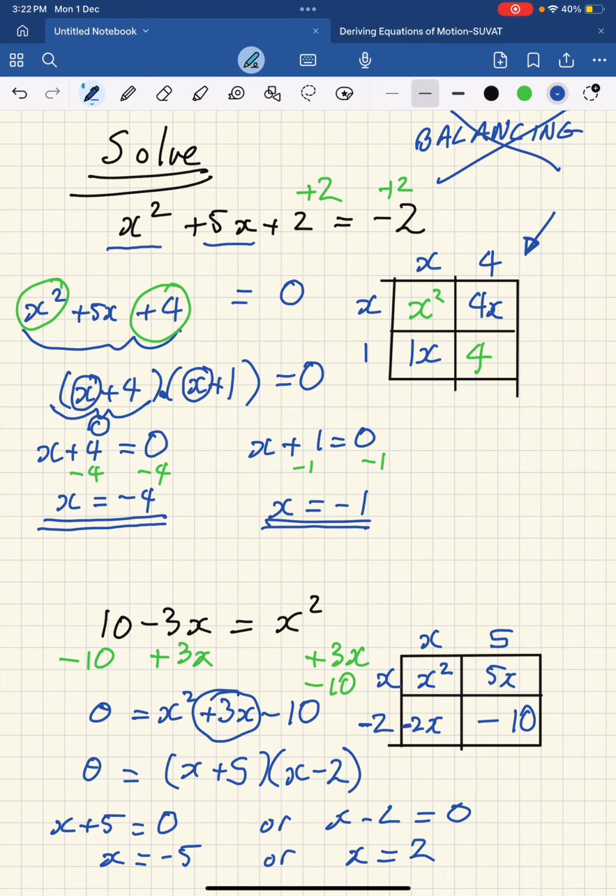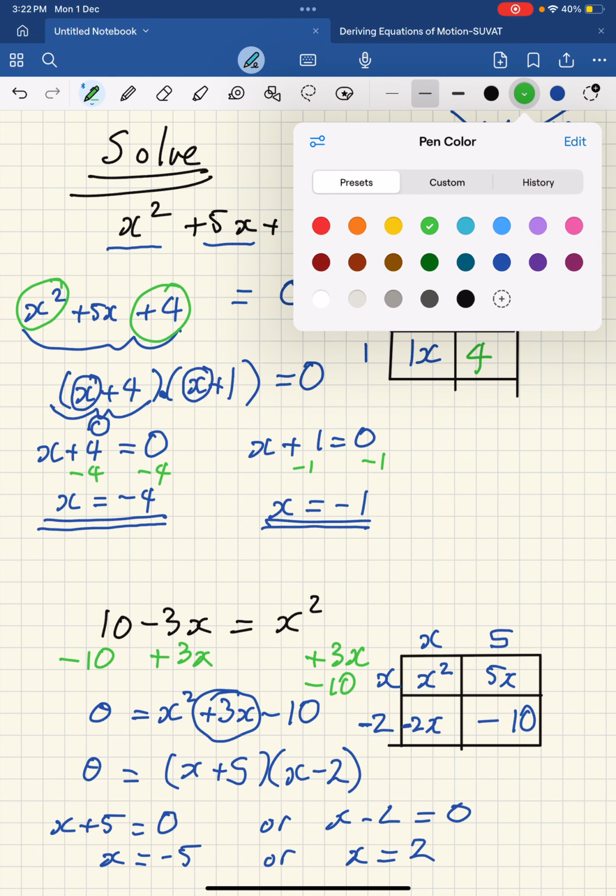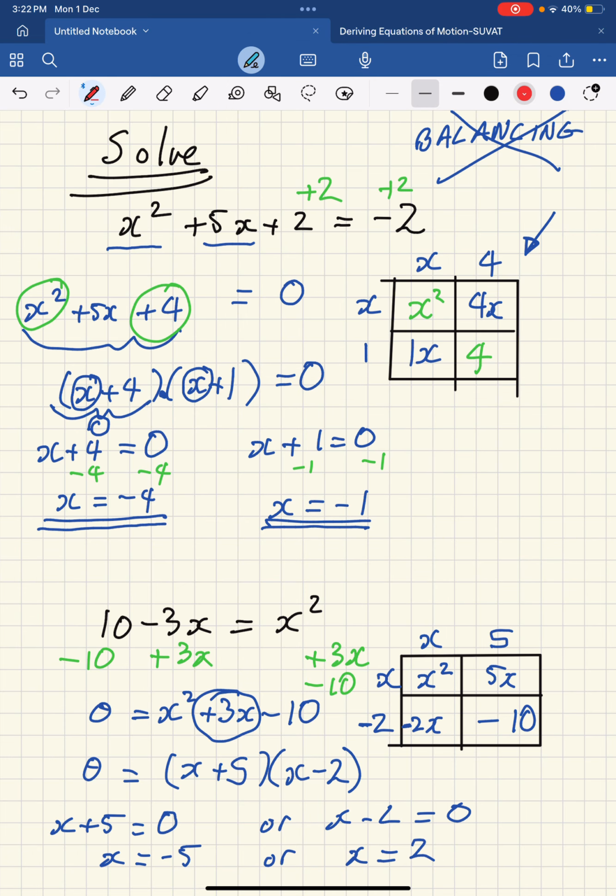Now if you want to be super fancy, we can actually test both the solutions. Now let's check x equals 2. Now on the left-hand side, 10 minus 3 times 2. On the right-hand side, 2 squared. Can you see? 4 and 4 balances. So this definitely works. Now let's try negative 5.